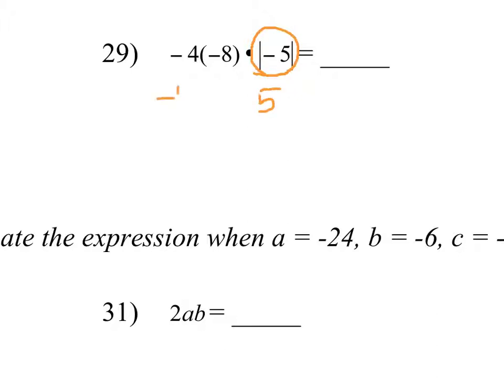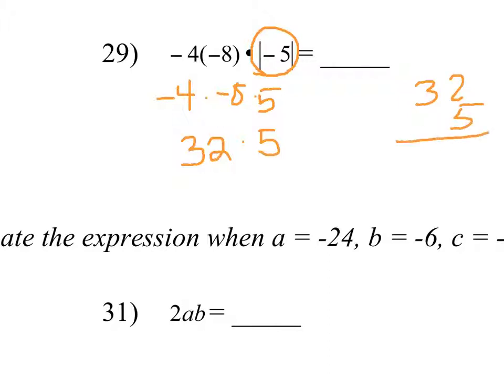So I'm going to have negative 4 times negative 8 times 5. Really bad 8, sorry. So I have a negative times a negative is positive 32 times 5. So then I go off to the side and multiply 32 times 5. And I get 160. My answer in this case is positive because after working the absolute value, we had a negative times a negative, which should be a positive.